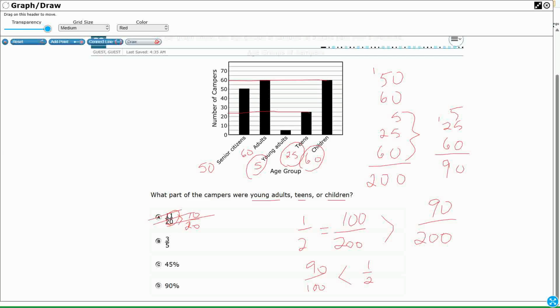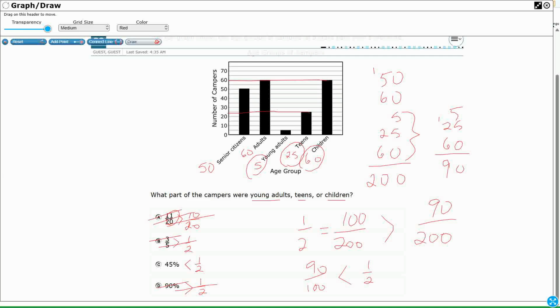Okay, that's actually probably going to represent the leftovers. 3/5, is that less than 1/2? No, 3/5 is actually greater than 1/2. So we can eliminate that. 45%, is that less than 1/2? Yes, it is. 90% is also greater than 1/2. So look, there's only one answer it could be, 45%.